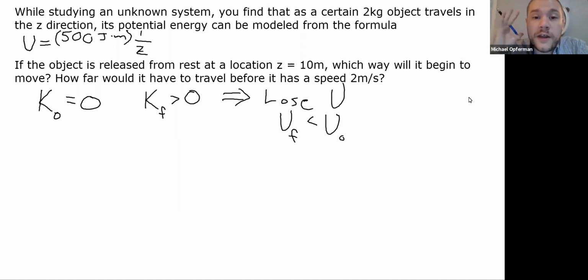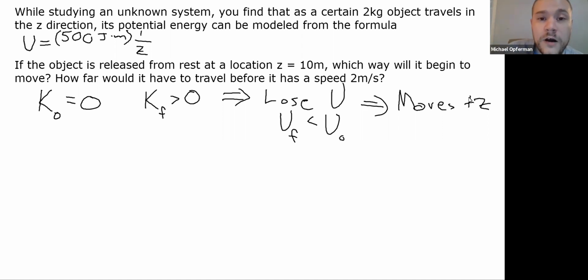Because remember, the conservation of energy idea means that the total amount of energy has to remain the same. So if the kinetic energy went up, the potential energy had to go down by the same amount. So the potential energy went down in this process. So now, when I look at that formula for potential energy, which way would it have to move for the potential energy to go down? If z increases, the potential energy goes down. If z decreases, the potential energy goes up. So that means it's moving in the plus z direction. It moves in the plus z direction.